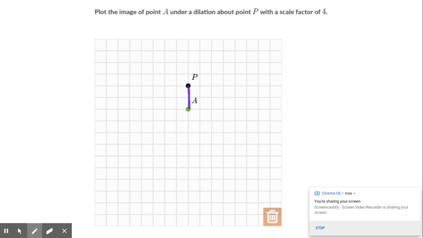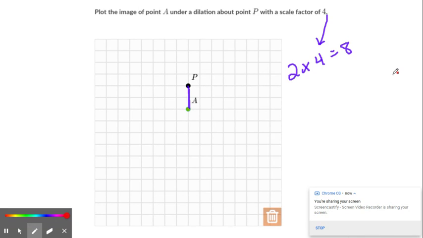So that means if I'm dilating this by a scale factor of 4, I always take that length and multiply it by the scale factor, and that gets me a length of 8. So I need to continue on in the same exact direction, except now A prime is 8 units away from P instead of just 2. So 1, 2, 3, 4, 5, 6, 7, 8. A prime is right down here.